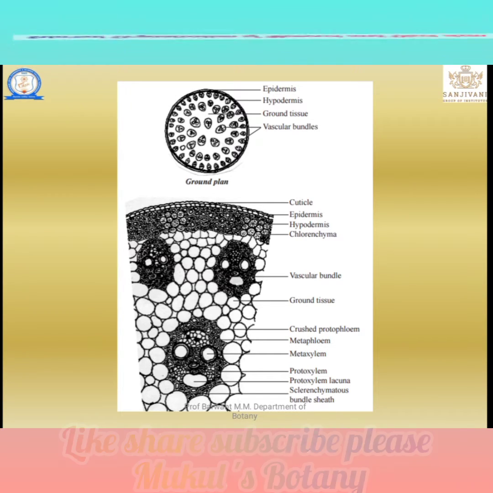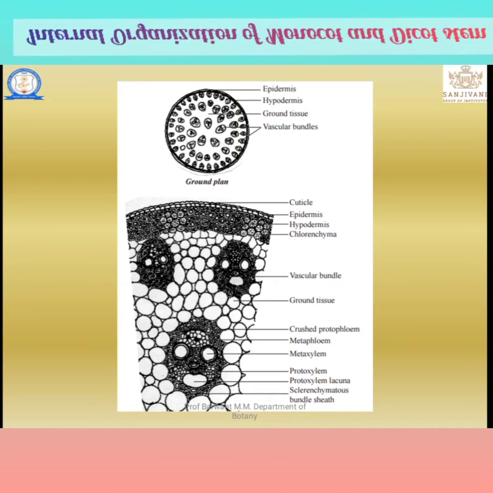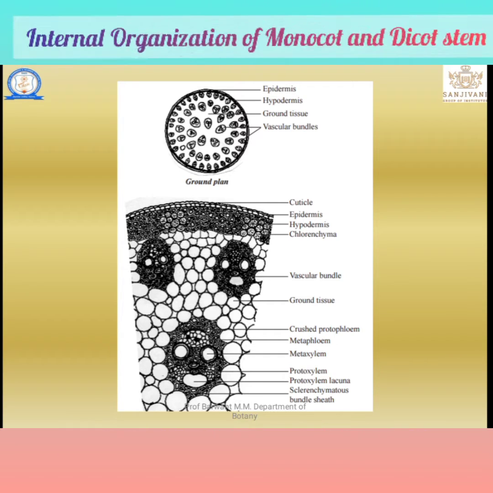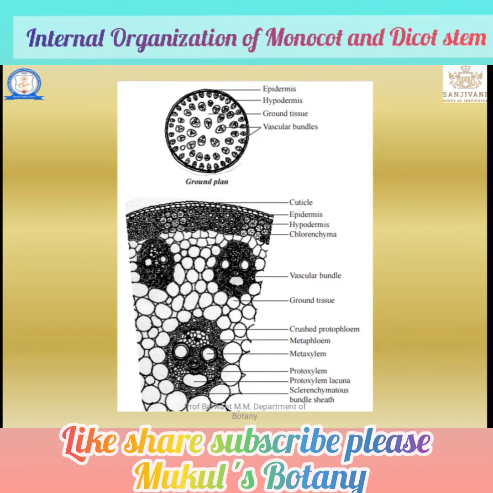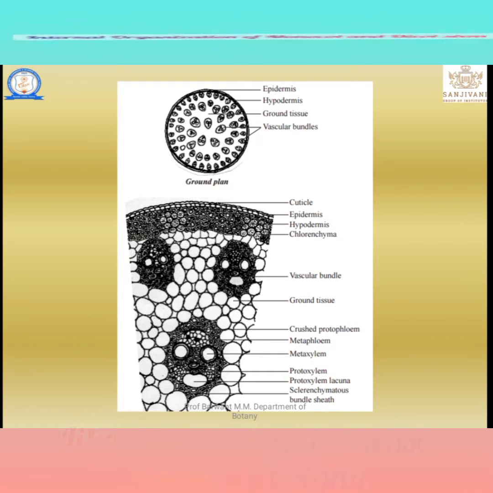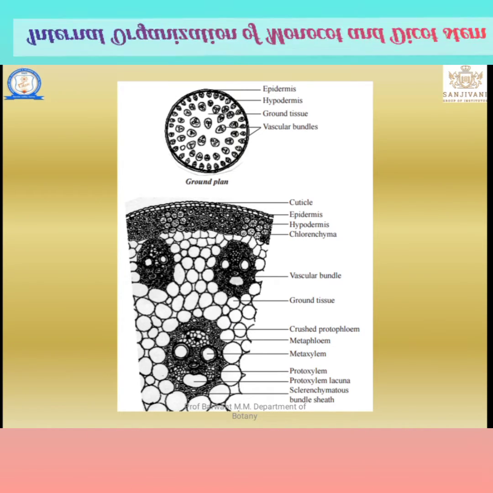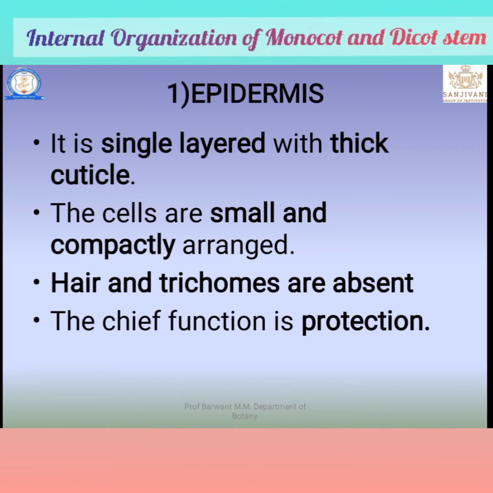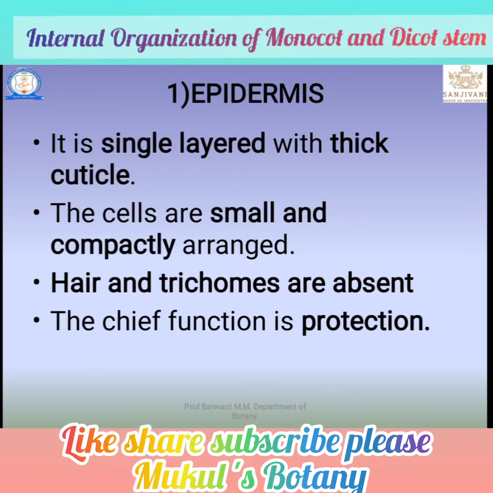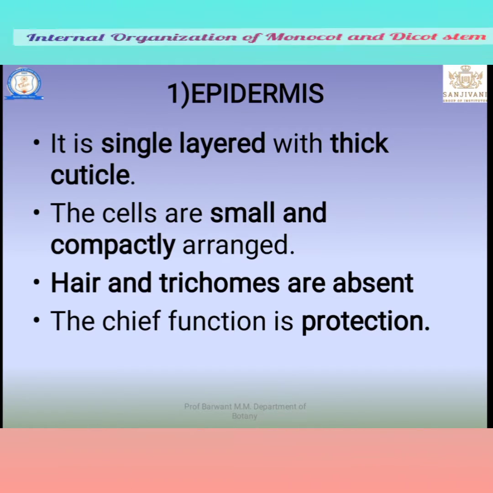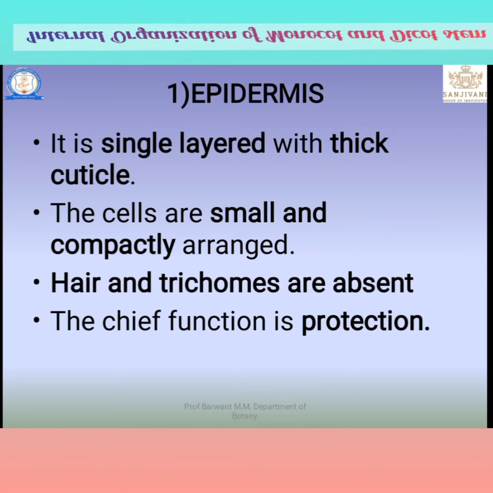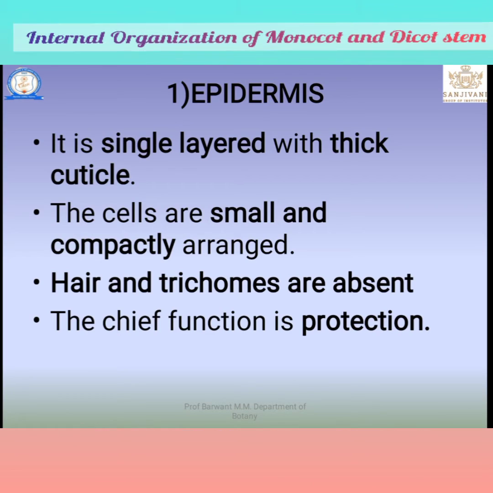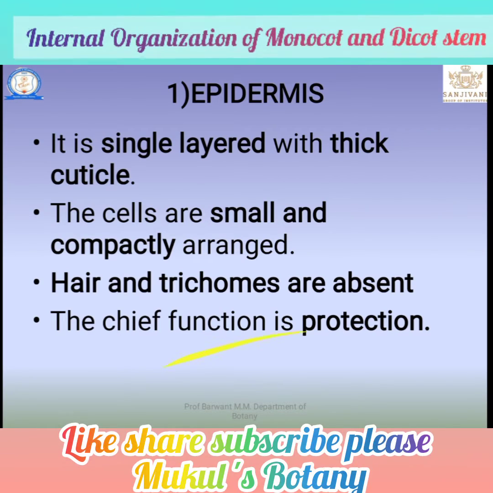For example, epidermis. In epidermis, which two parts do we want to study? Cuticle and epidermis. In cortex, hypodermis, general cortex and endodermis. And then vascular bundle, pith, pericycle. Those parts we want to study. Let's see the epidermis. It is a single layer which is made up of thick cuticle. Cells are small and compactly arranged. Hairs and trichomes are absent. It is the key characteristic. It does the chief function, that is protection.